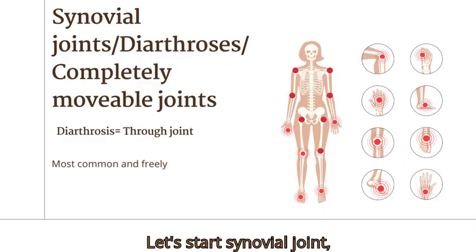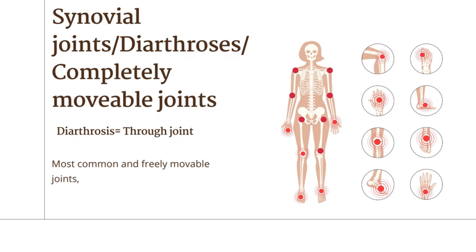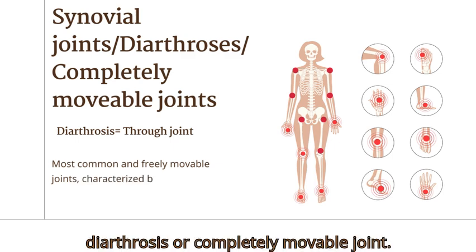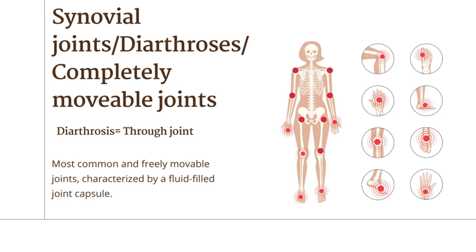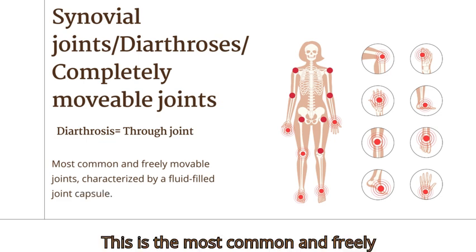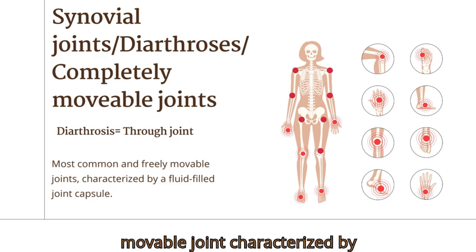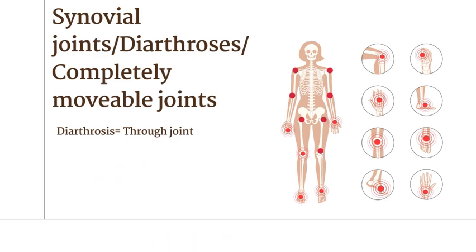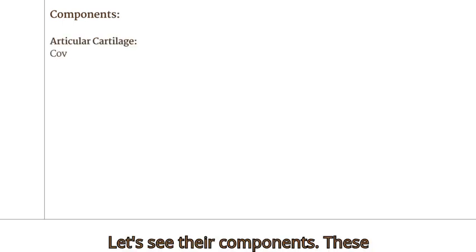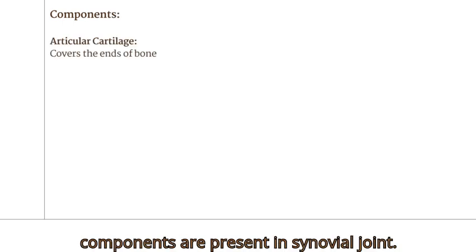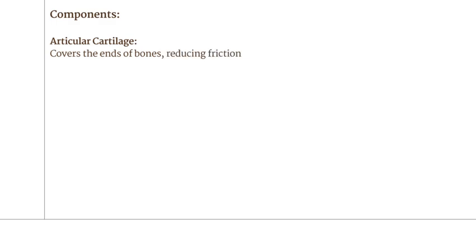Let's start synovial joint. Diarthrosis or completely movable joint. Diarthrosis means through the joint. This is the most common and freely movable joint, characterized by a fluid-filled joint capsule. Let's see their components. These components are present in synovial joint.